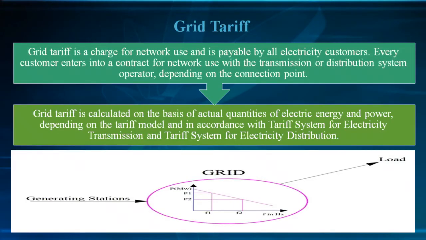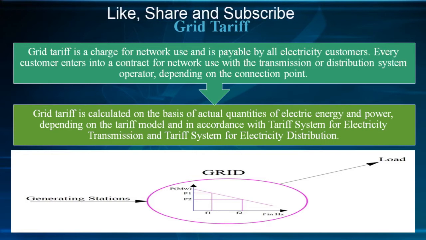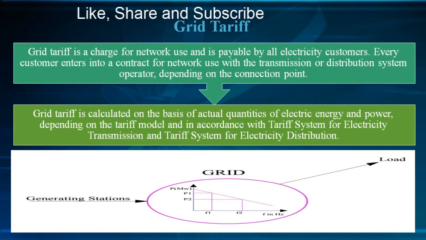Grid tariff. Grid tariff is a charge of electricity, or the charge of network use, and it is payable by all electricity customers. When a customer takes electricity from the utility grid on a per unit basis, in kilowatt hours, the electricity utility generates an energy bill, and that is nothing but the grid tariff. Per unit, per kilowatt hour, the amount of money charged by the utility grid is called the grid tariff.